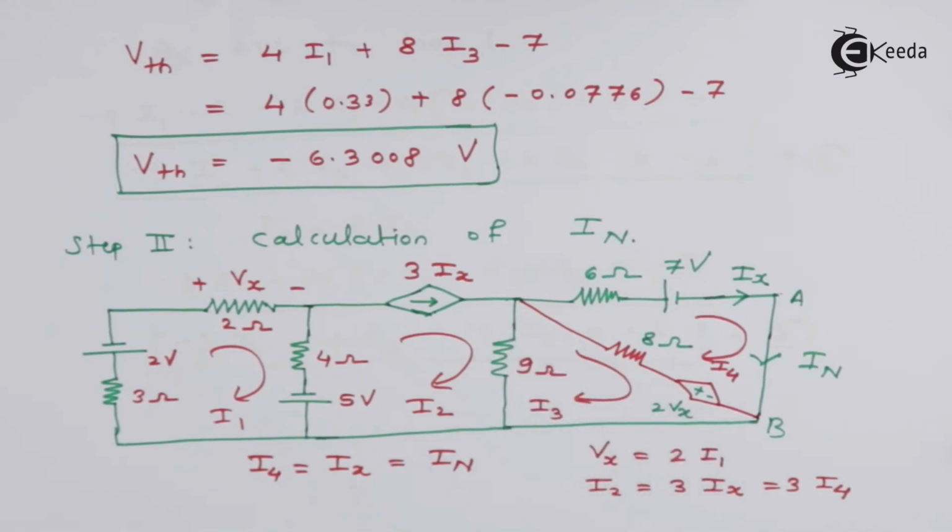That means this loop. So when I apply KVL to this loop, what I will get is minus 9 into I3 minus I2. Here again I can convert this I2 to I4, because we know that I2 is 3 times Ix, which is I4. And then here I will get minus 8 into I3 minus I4, and then minus 2 into Vx, and Vx is 2 times I1. So I can easily apply KVL to this third loop. Now I will write the equation for the same.